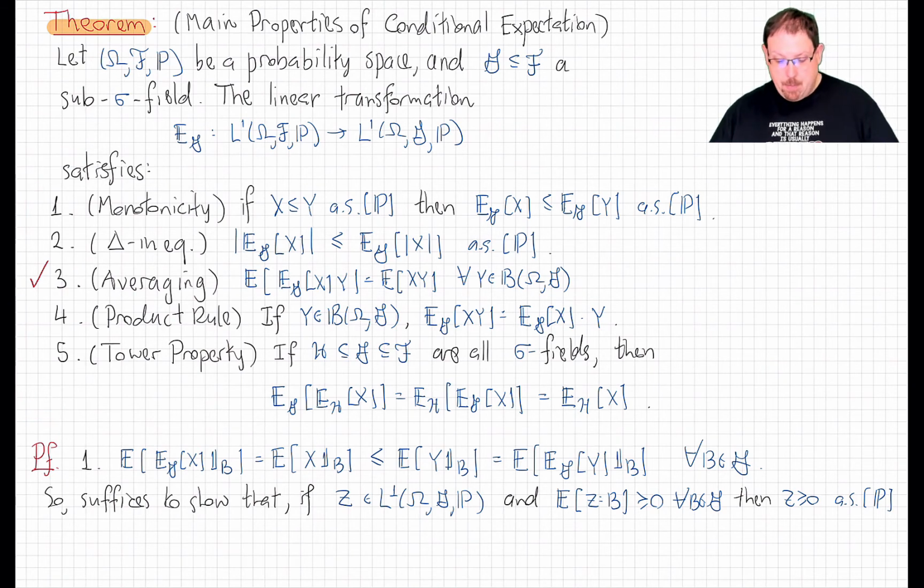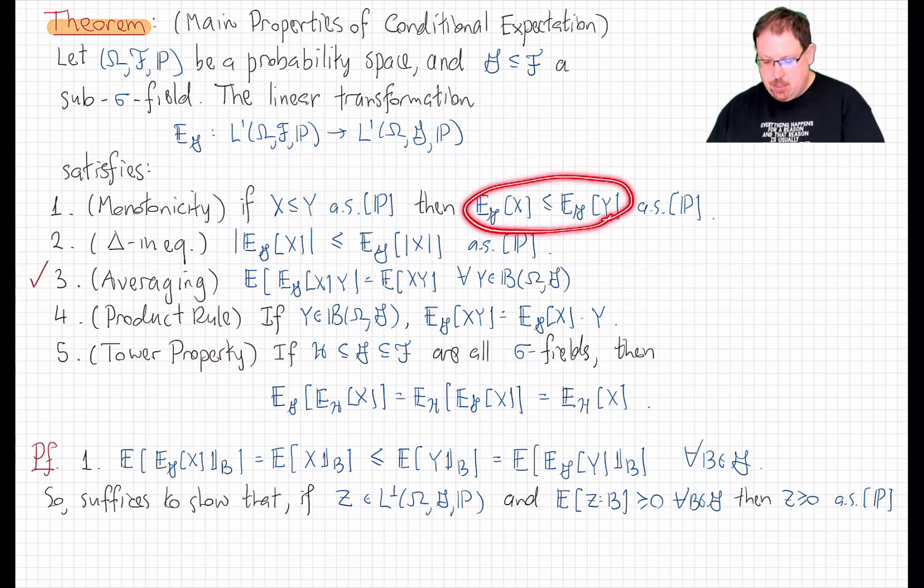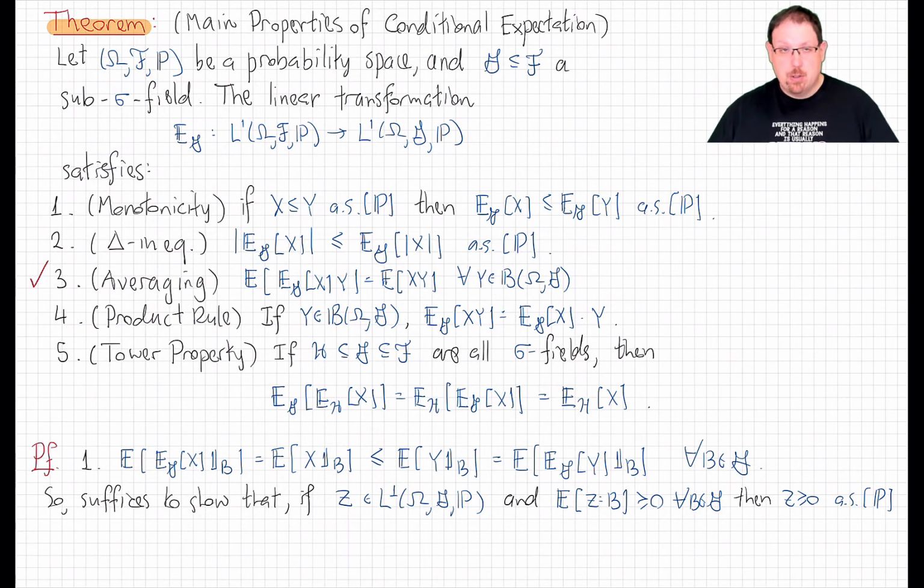It is monotone. If I have two random variables, X less than or equal to Y almost surely, then their conditional expectations are also so ordered almost surely with respect to the same probability measure. We have a conditional triangle inequality. Pointwise, almost surely, the absolute value of the conditional expectation of X is less than or equal to the conditional expectation of the absolute value of X. We have the averaging property, which we just proved. And there's also a product rule.